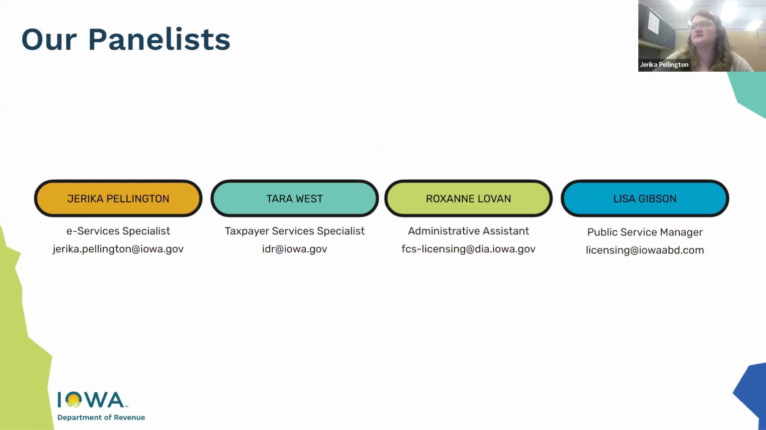And then we also have Roxanne Levon and Lisa Gibson with us. Roxanne works with DIAL, which is the Department of Inspections, Appeals, and Licensing. She'll be going through license renewals available on GovConnect Iowa. And then we have Lisa Gibson with the alcohol team. She is the bureau chief over the alcohol licensing team, and she'll be walking through the new and renewal alcohol license applications that are available through GovConnect Iowa.